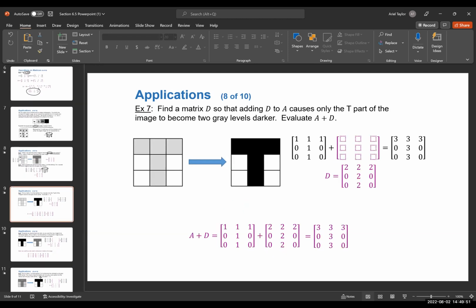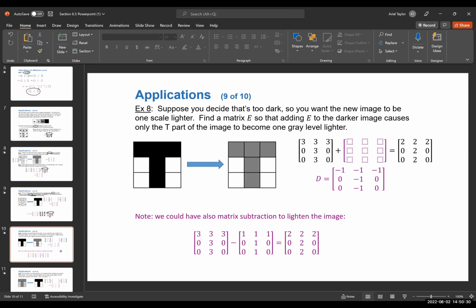It says now, find a matrix D so that adding D to A causes only the T part to become 2 levels darker. So the zeros are going to remain zeros, right? So we're not adding anything to those, but we need to take this first row in the center column, add 2 levels to it so it can become black. So that's how we add 2 to all of the T values. And we end up with a 3, which is black. But the white still stays the same.